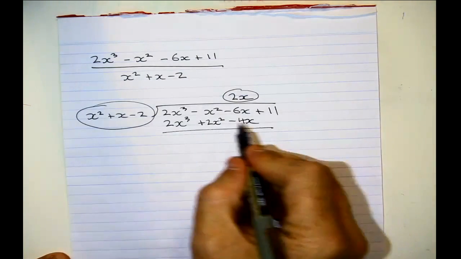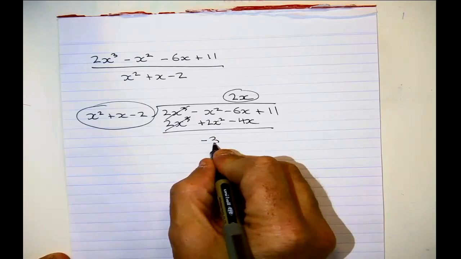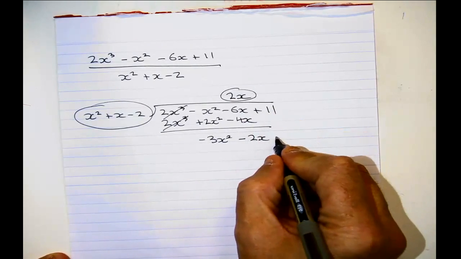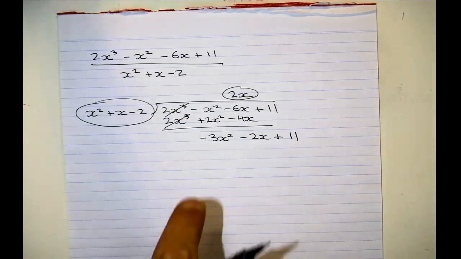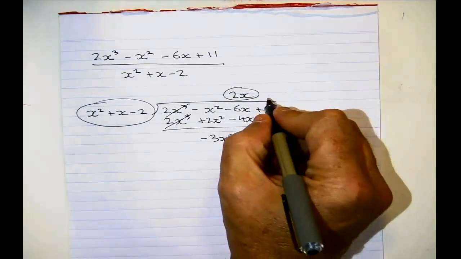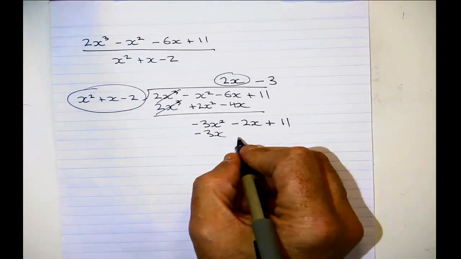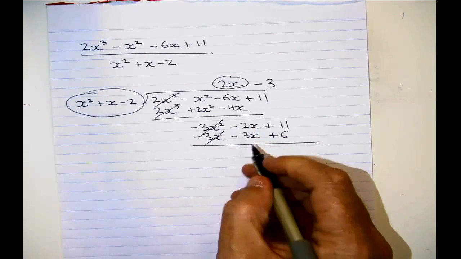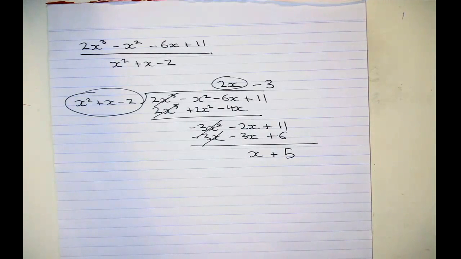And the point is it wipes out the highest power. Minus x squared minus 2x squared is minus 3x squared. Minus 6x minus 4x is minus 2x. 11 minus nothing is 11. Then repeat. Minus 3x squared divided by x squared is minus 3. Multiply this by minus 3. Subtract. That leaves x, and you're done, right? Because now the remainder is an order less.